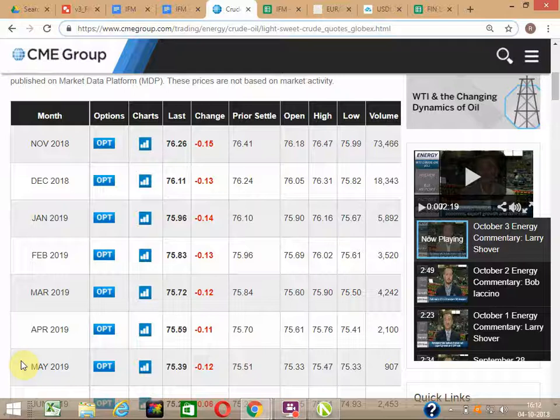The pattern is that the curve is inverted. It's not a normal curve. You can see the further forward you go, the lower the price. If you plot this data, November, December, January, February, January 2019, February 2019, and then you plot the prices, 76.25, 76.10, 75.96, it's an inverted curve, and so her answer is correct. When the curve is inverted, we say it's backwardation, and when it's a normal, upward sloping curve, we say it's contango.